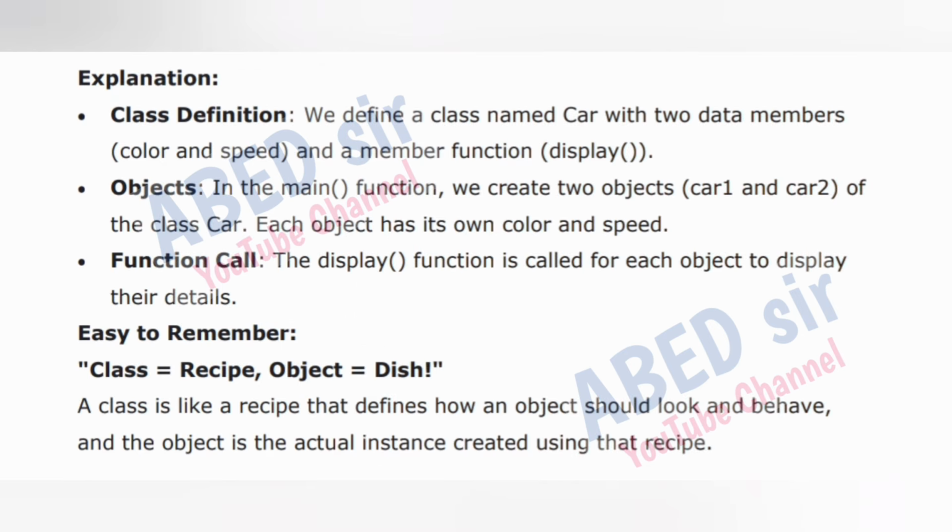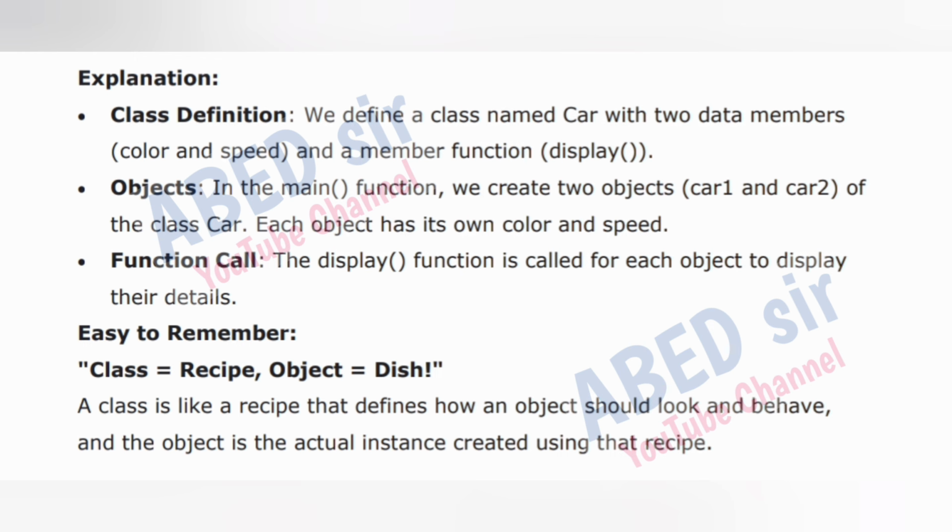Explanation. Class definition. We define a class named car with 2 data members, color and speed, and a member function, display. Objects. In the main function, we create 2 objects, car1 and car2, of the class car. Each object has its own color and speed. Function call: the display function is called for each object to display their details.